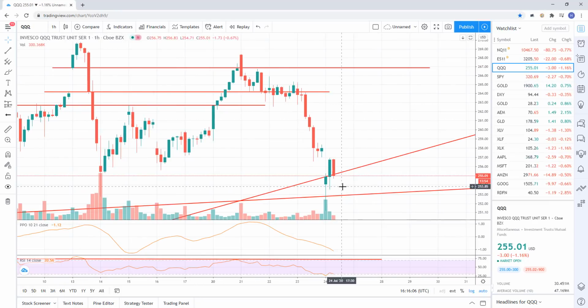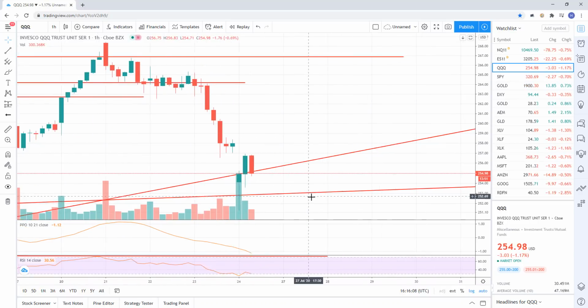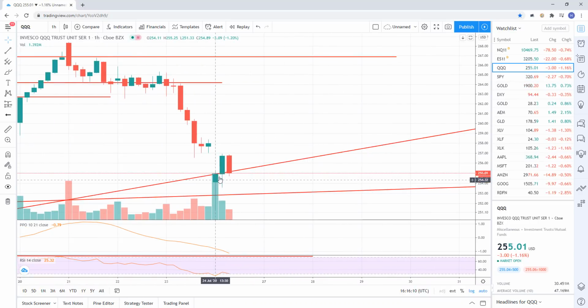Going to the hourly, you can see that we came down, undercut support right here, recovered it, but now we're just back on it, just kind of trading right on support. So we'll see what happens. Does the market want to roll over here, or does it want to hold the support going into the weekend? We'll have to wait and see on the hourly.